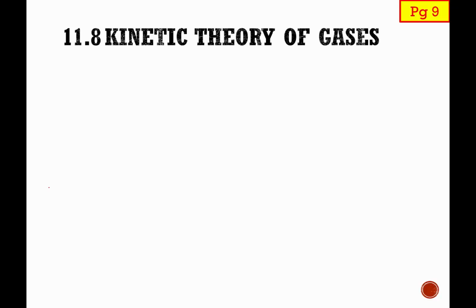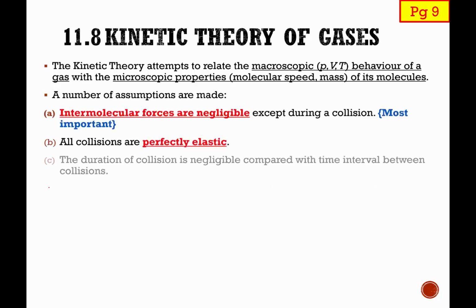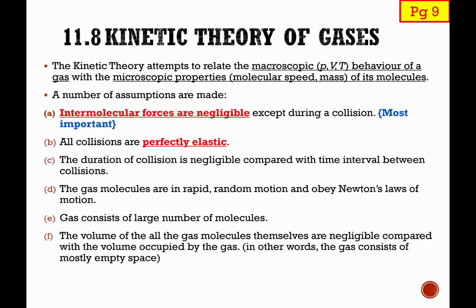However, we still lack the understanding of the microscopic behavior at the molecular level of the ideal gas. So basically, the kinetic theory attempts to relate the macroscopic behavior of the gas with the microscopic properties of the molecule. So for this part, there are actually a total of 6 assumptions made. So these are the 6 assumptions, and you actually need to memorize all 6 of them.